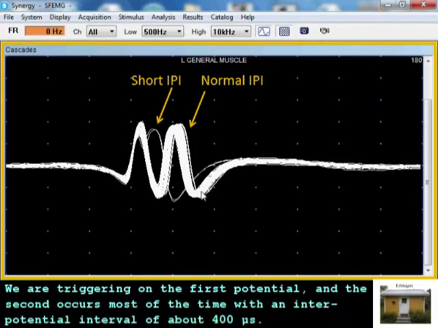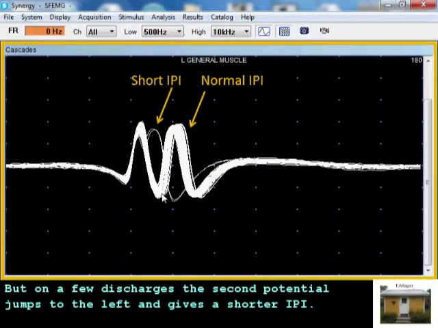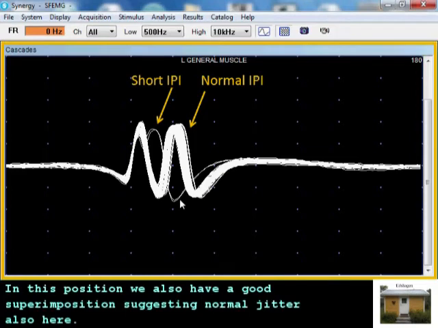In this example, we have a pair of time-locked action potentials. We are triggering on the first potential, and the second occurs most of the time with an interpotential interval of about 400 microseconds. The jitter is normal and shows only slight variation in the IPI. But on a few discharges, the second potential jumps to the left and gives a shorter IPI. In this position, we also have a good superimposition, suggesting normal jitter also here.